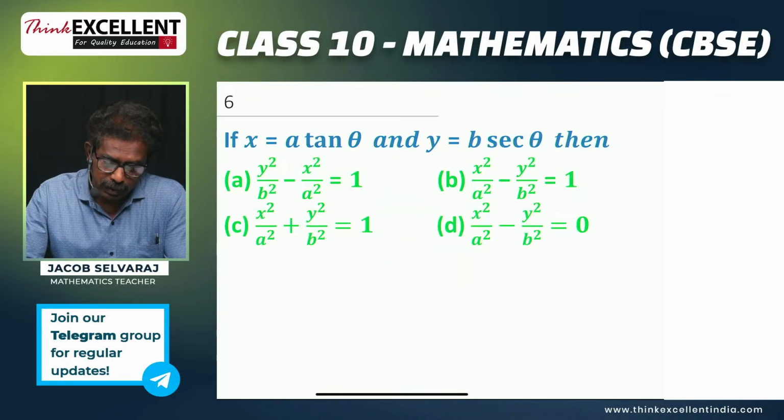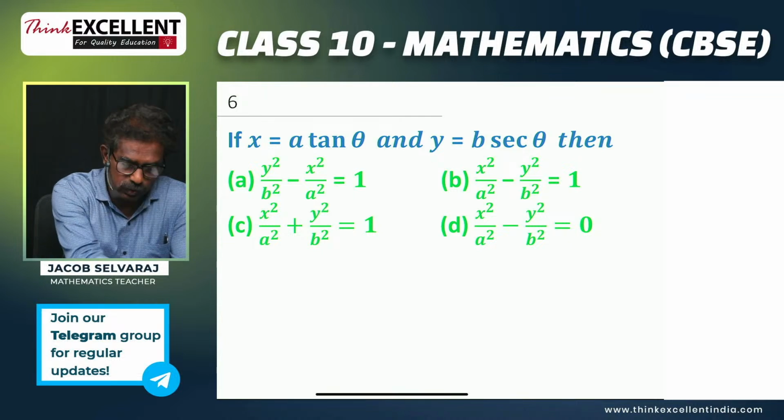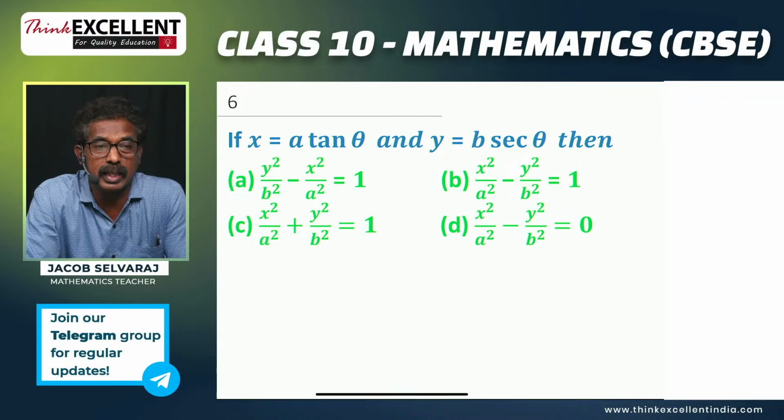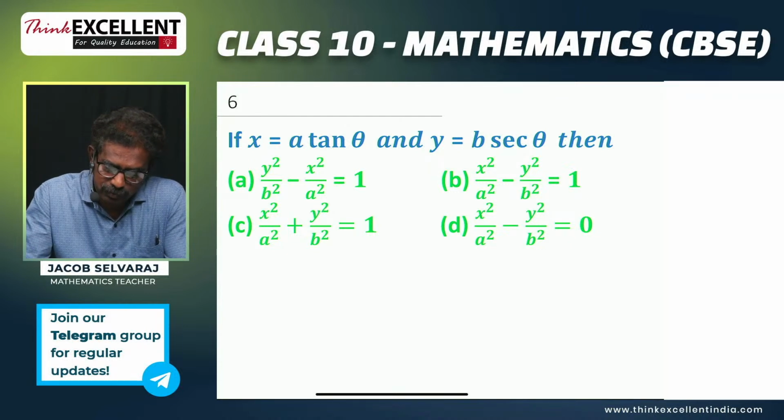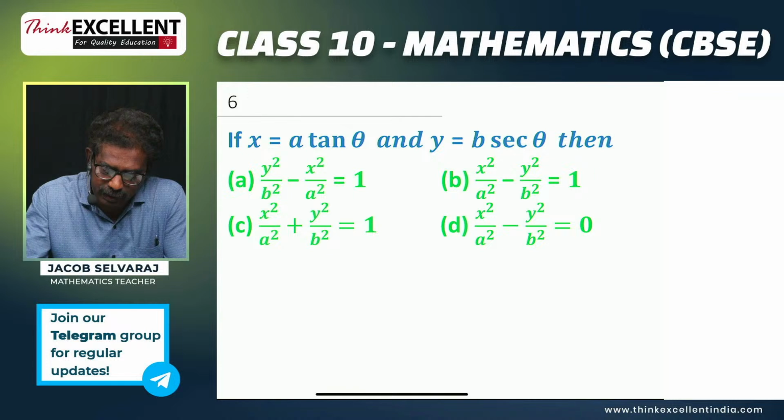Okay, now sum number 6. Look at this question. X equal to A tan theta, Y equal to B secant theta. A few options are given here. In most of the options, it is given x square by a square, y square by b square. Then by adding or subtracting, see which one you are getting.